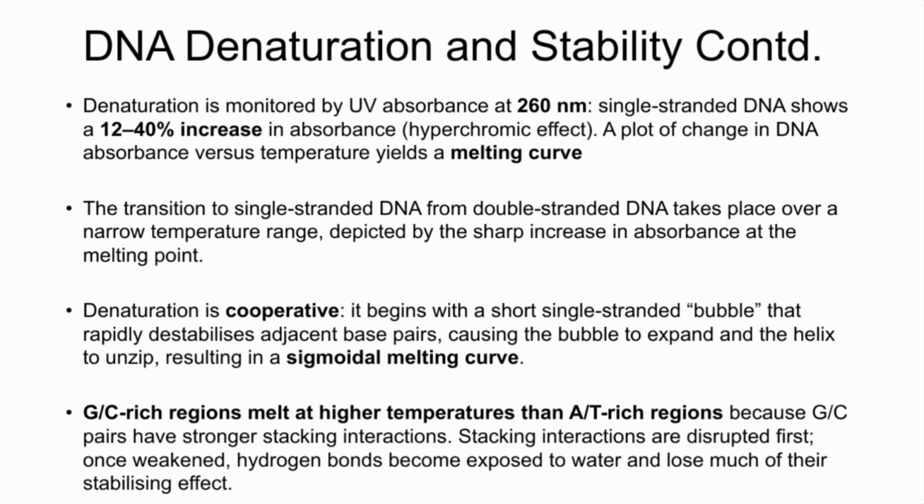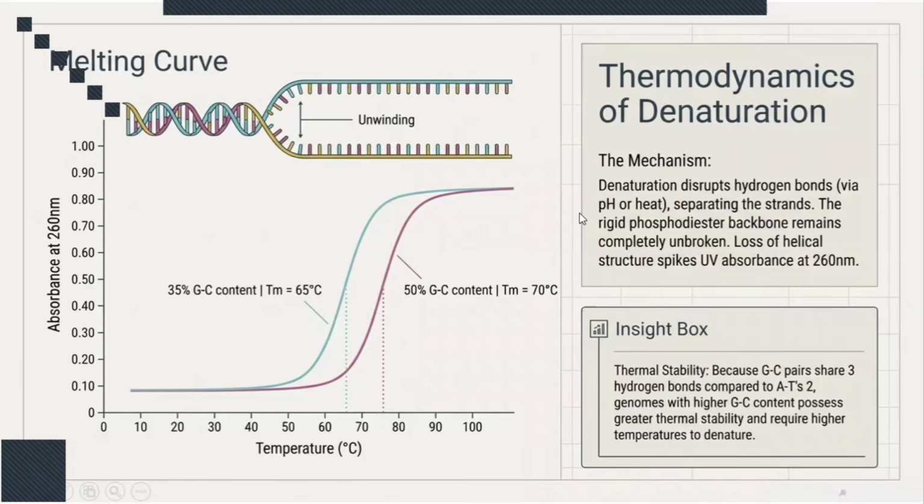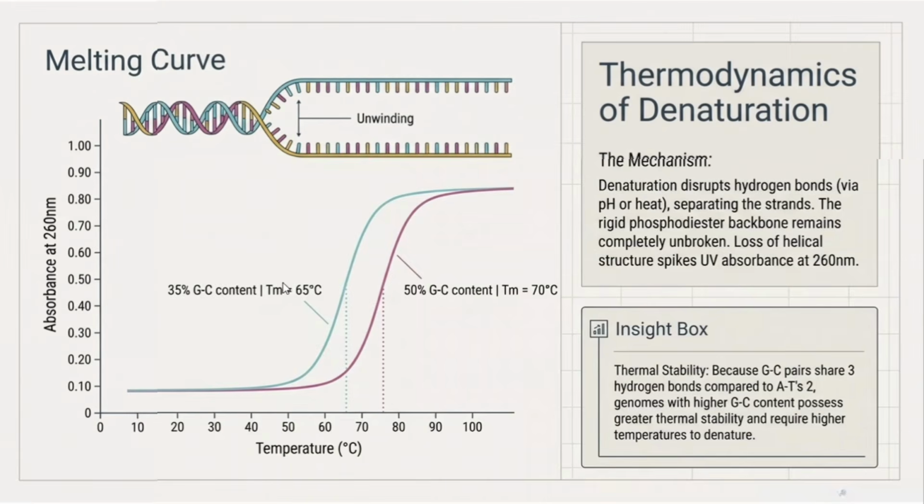So GC-rich regions melt at higher temperatures than AT-rich regions because they have stronger stacking interactions and stronger bonds. These stacking interactions are disrupted first, and when they are weakened, the hydrogen bonds become exposed to water and lose much of their force. Denaturation disrupts hydrogen bonds and separates the strands. So what we are seeing is the melting curve.